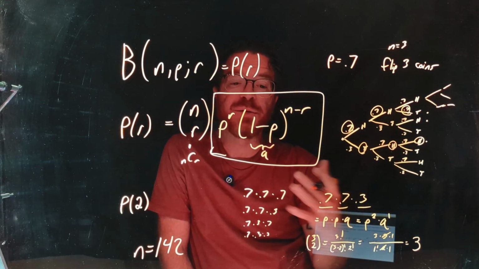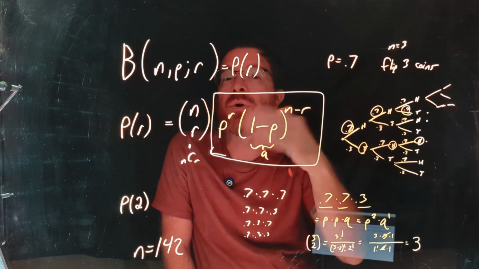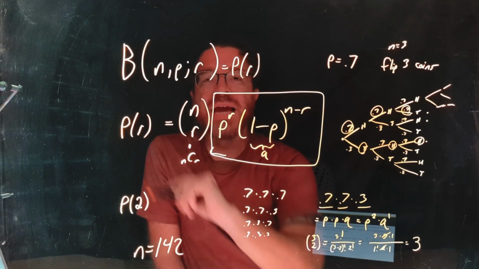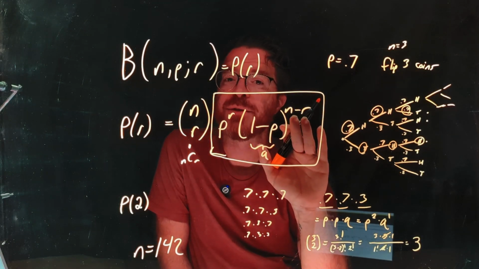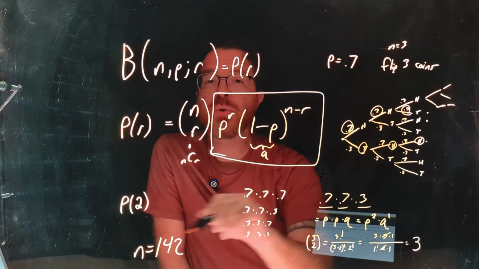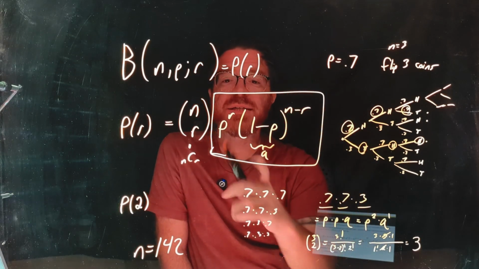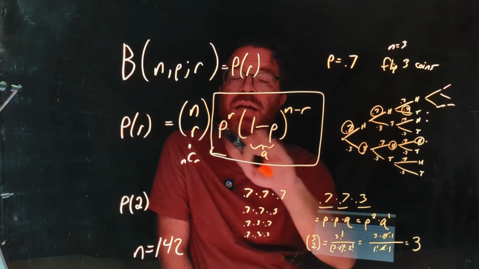So what we do instead is we use this. We say, okay, well, we have the probability of success to the power of how many of those successes we have, times the probability of failure to the power of how many of those failures we have. And then we figure out how many of our total branches would give us this many successes and this many failures, where we don't care about order.